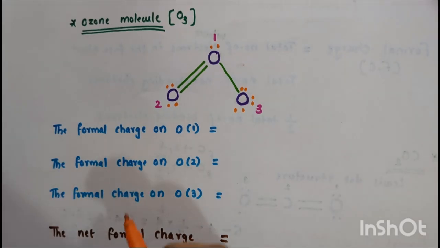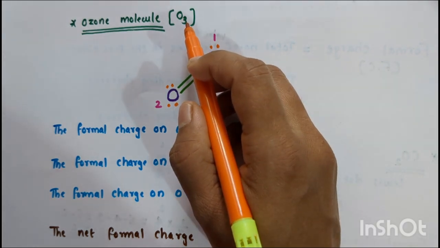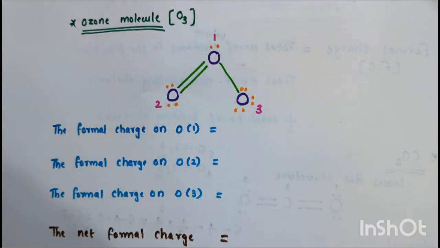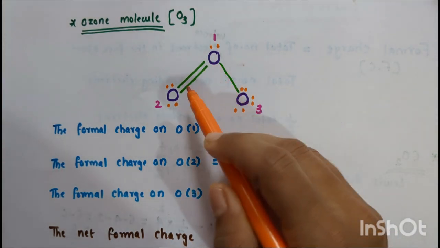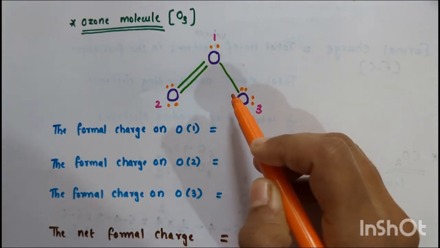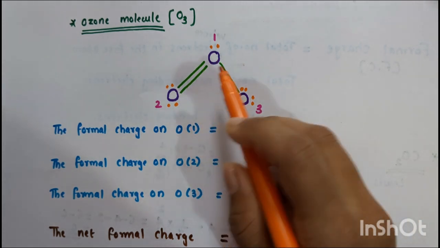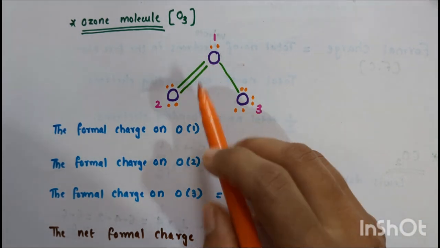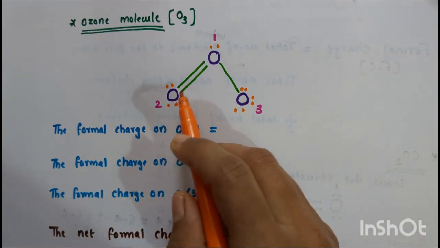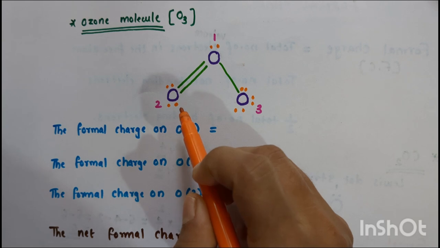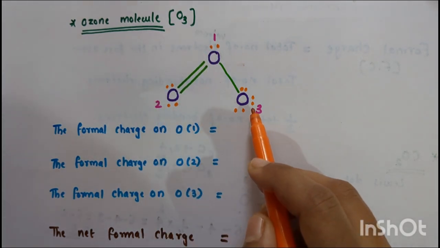Now, let us consider another case, which is of the ozone molecule. The ozone molecule has 3 oxygen atoms, O3. You see the Lewis dot structure for the ozone molecule can be drawn like this. The bonding and lone pairs are already shown here. So this is the Lewis dot structure for the ozone molecule O3. And the 3 oxygen atoms have been numbered as 1, 2 and 3.